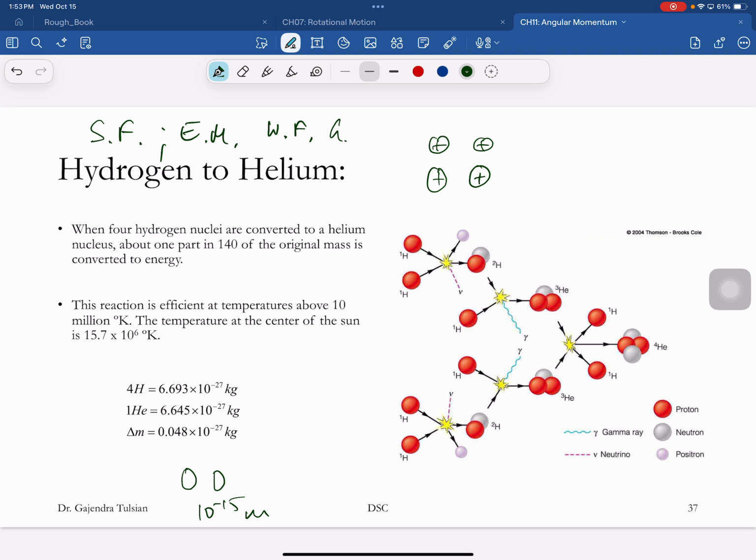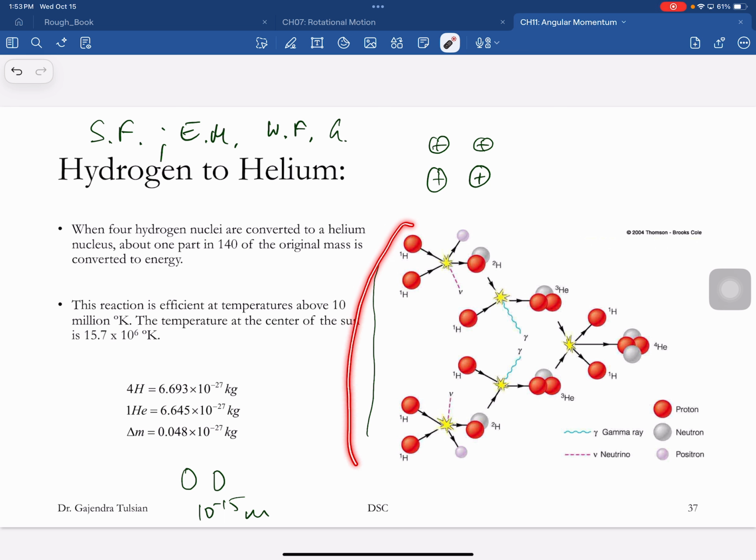Now, to bring them that close, you have to move them very fast, and so you have to be in the center of the sun, very hot protons, and then they'll come together. All right, so you can arrange conditions so that they combine to form a helium nucleus. Well, what is the big deal? See, the mass of the 4 hydrogen nuclei is 6.69 times 10 to the minus 27 kgs. Look at the mass of the helium, 6.64.